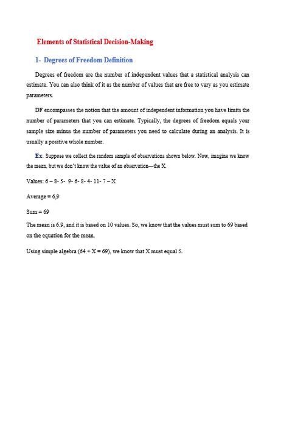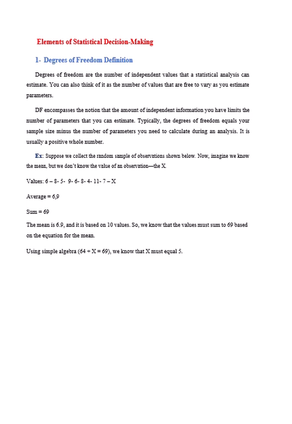Elements of statistical decision-making. 1. Degrees of freedom definition. Degrees of freedom are the number of independent values that a statistical analysis can estimate. You can also think of it as the number of values that are free to vary as you estimate parameters. DF encompasses the notion that the amount of independent information you have limits the number of parameters that you can estimate. Typically, the degrees of freedom equals your sample size minus the number of parameters you need to calculate during an analysis. It is usually a positive whole number.